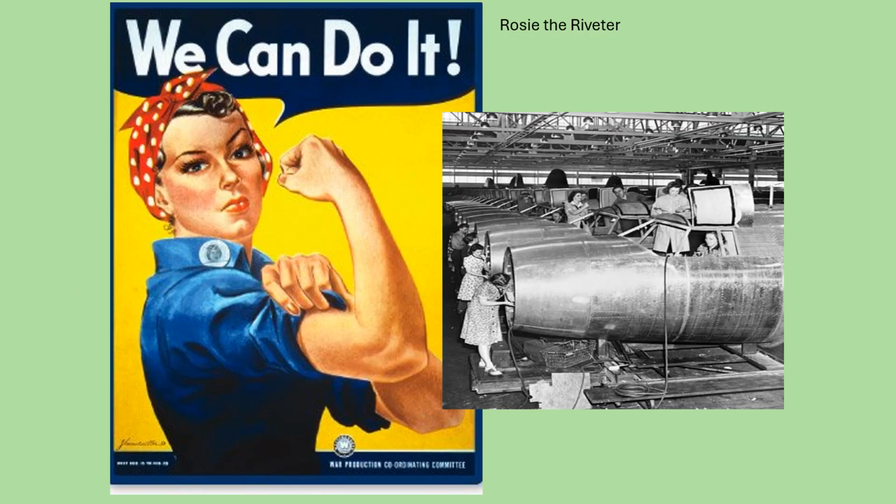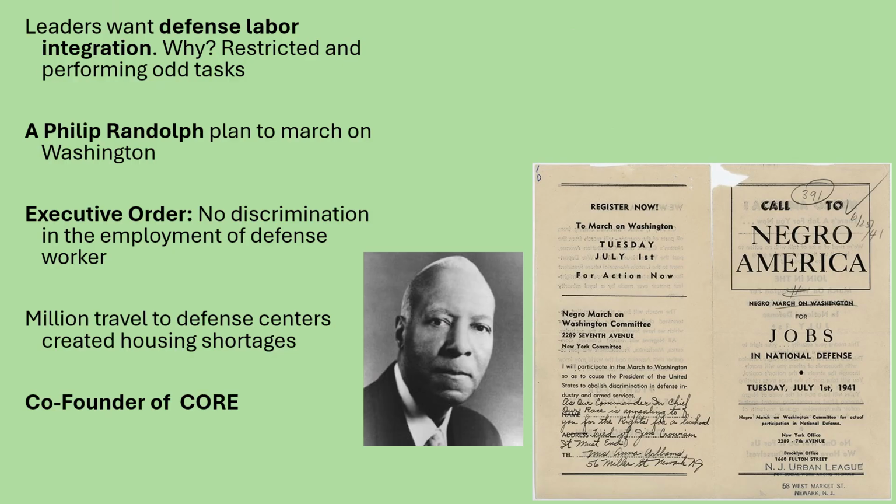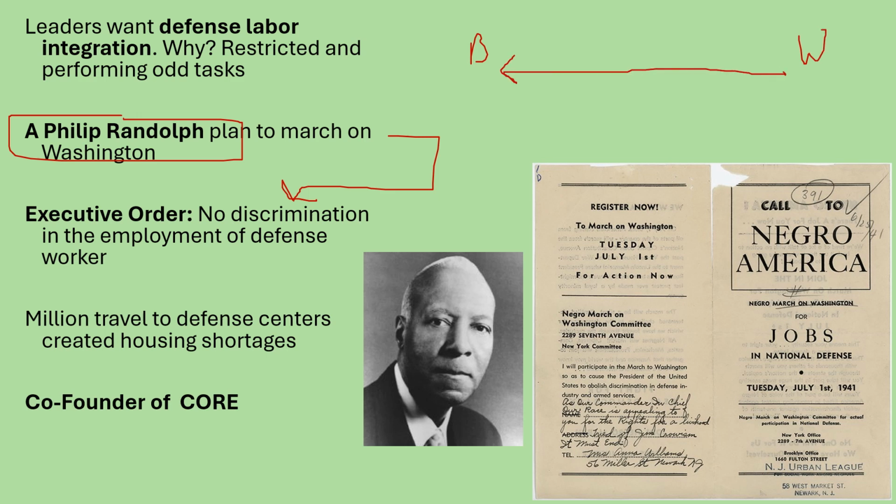Rosie the Riveter. Notice the racial makeup of all of the workers, which is going to ultimately prompt this individual, A. Philip Randolph, to plan a march on Washington. He's advocating for an executive order because he is recognizing that for the most part, among black and white defense contract workers, there's a huge gap in comparison to what white and black workers are making. This individual, Philip Randolph, would become the co-founder of an organization called CORE, the Congress on Racial Equality, which will be a significant group during the Civil Rights Movement.